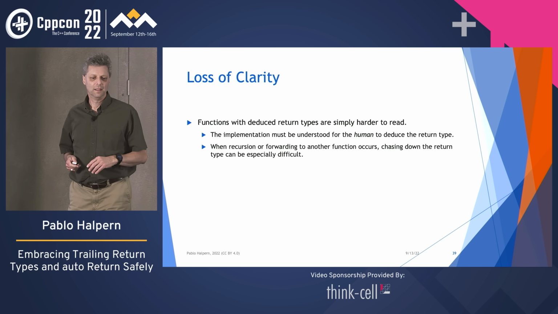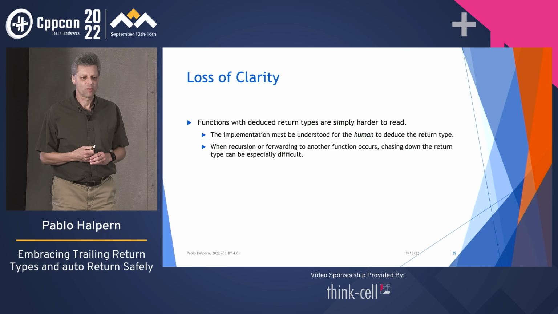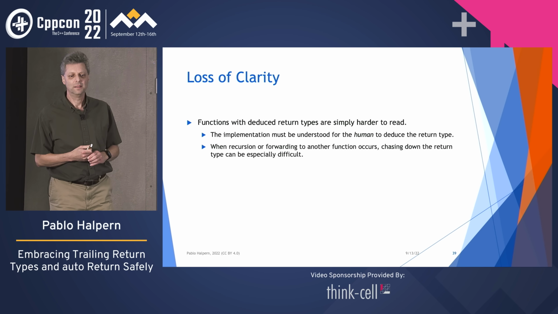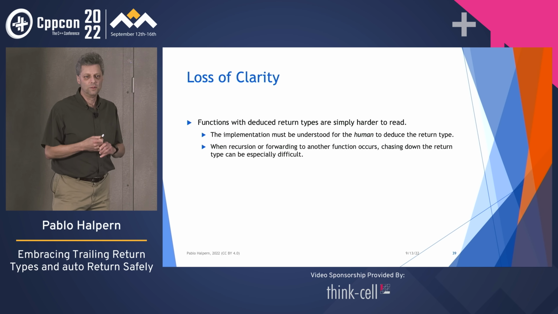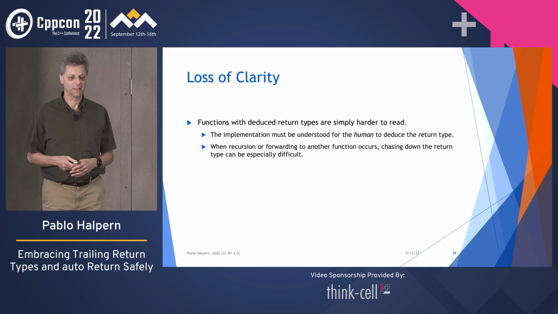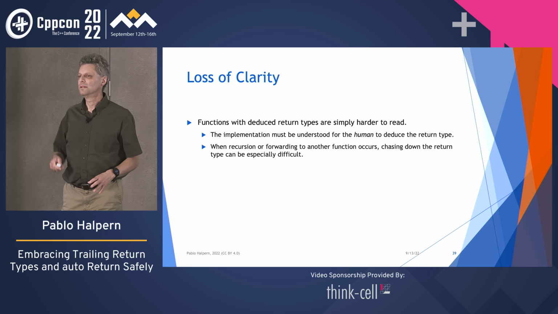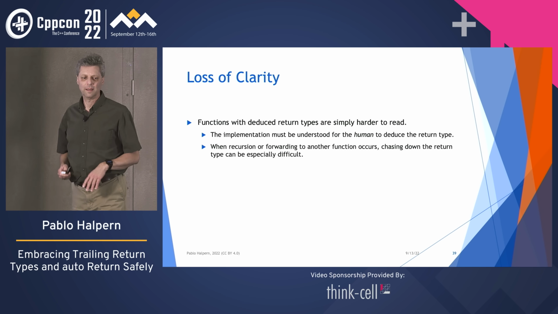And loss of clarity. It's just harder to read these things sometimes. You just don't know what's going on. The implementation makes it harder for the user to figure out what's going on. The compiler can figure it out easy. The user may not have such an easy time. And if there's recursion or calling other functions, this gets even more complicated.